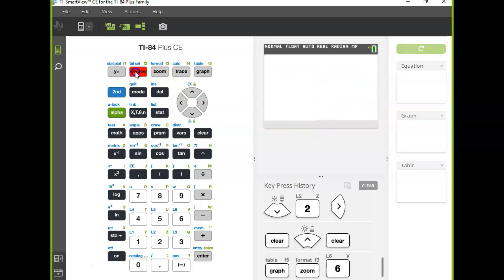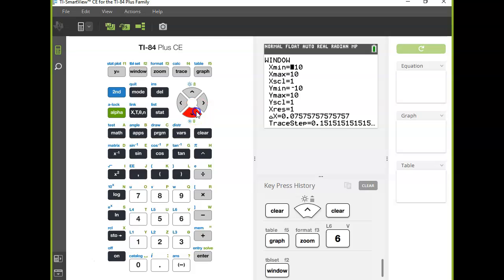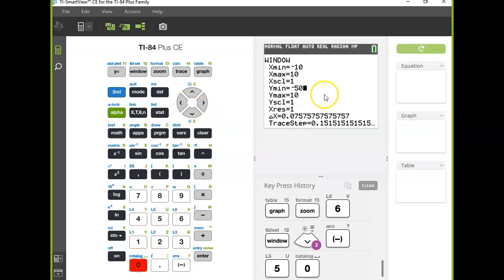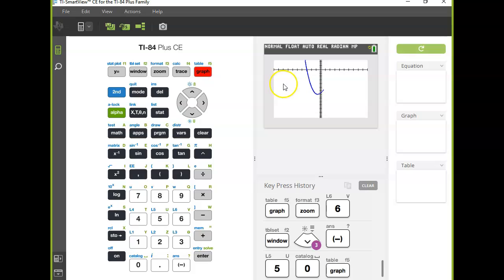So what I'm going to do then is hit window, and we're going to scroll down to y minimum. And I know from the work I did before that my y-intercept is at a negative 24, so I want to see past that. I might say, just to be safe, let's go negative 50. Doesn't really matter as long as you're past the y-intercept. So then hit graph. And if that gives you the graph that you need, perfect.